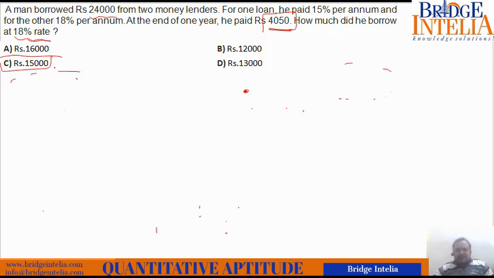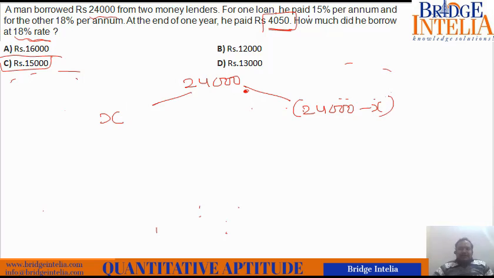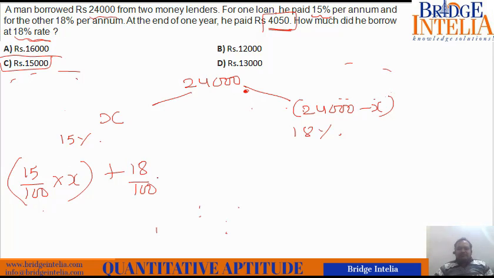So 24,000, x, that means the remaining amount must have been 24,000 minus x. So this was given at a rate of 15%, and this one at 18%. So in 1 year you earned 15% of x and 18% of the remaining amount, 18 by 100 into 24,000 minus x. So this must be equal to 4050.